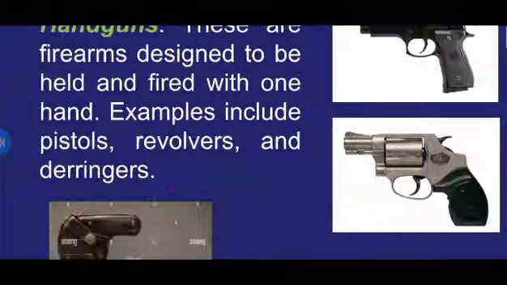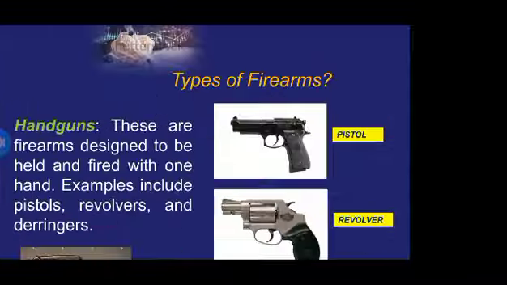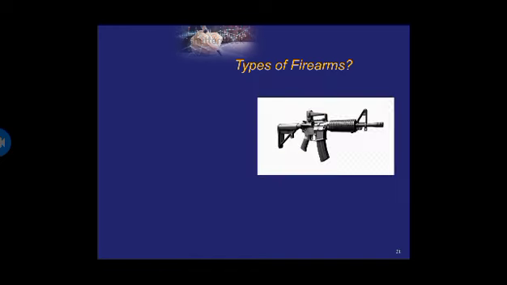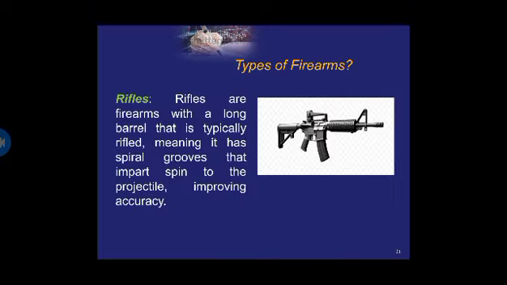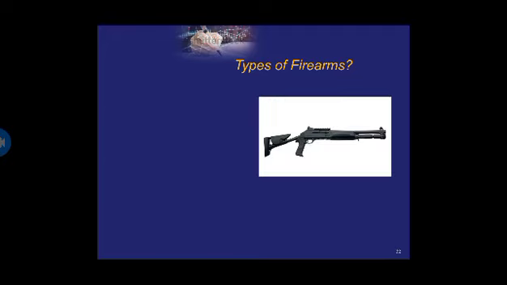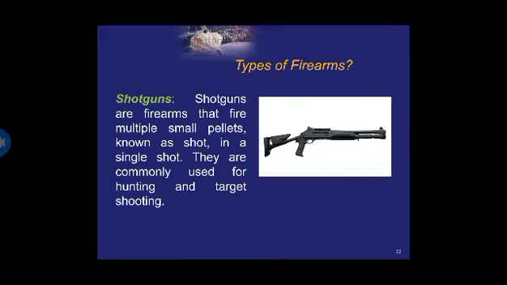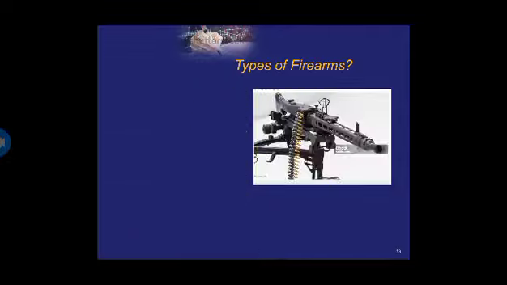Next is the rifles. Rifles are firearms with a long barrel that is typically rifled, meaning it has spiral grooves that impart spin to the projectile, improving accuracy. Next are the shotguns. Shotguns are firearms that fire multiple small pellets, known as shot, in a single shot. They are commonly used for hunting and target shooting.